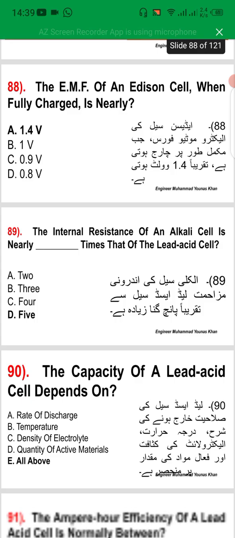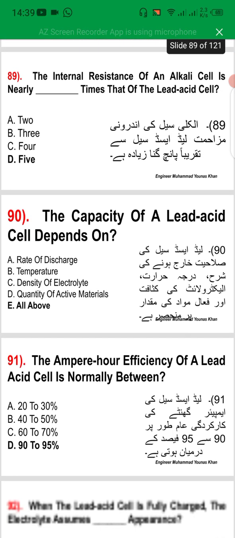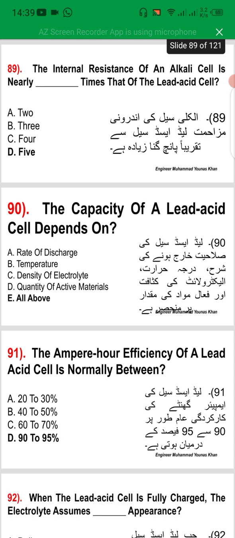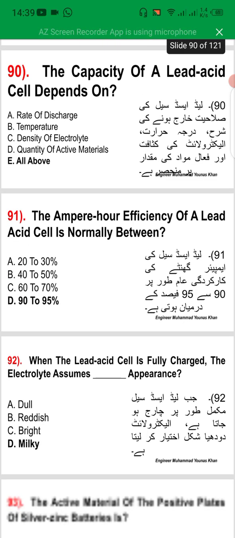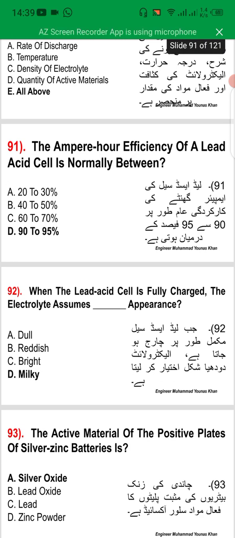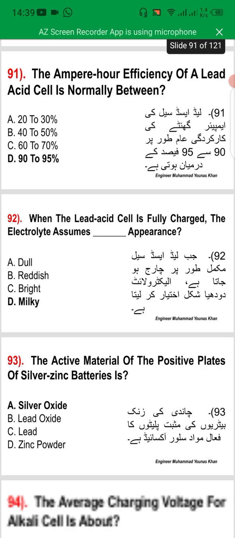The EMF of an edison cell when fully charged is nearly 1.4 volt. The internal resistance of an alkali cell is nearly 5 times that of the lead acid cell. The capacity of a lead acid cell depends on rate of discharge, temperature, density of electrolyte, and quantity of active materials, all of the above. The ampere hour efficiency of a lead acid cell is normally between 90 to 98%.